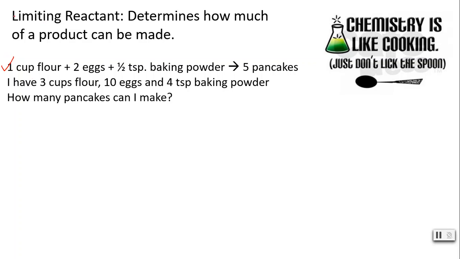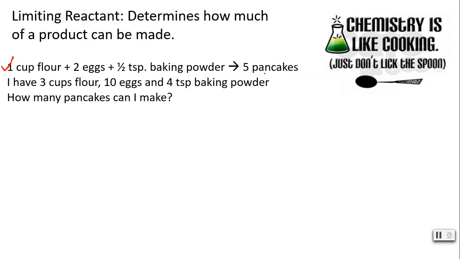I mean, the definition of limiting reactant is that a limiting reactant is what determines how much product can be made. So if I have a recipe here, let's say I have this example recipe of 1 cup flour, 2 eggs, half a teaspoon of baking powder. Those reactants, those ingredients give me 5 pancakes. Just use this as an example.